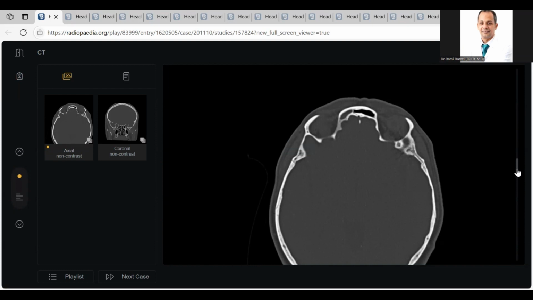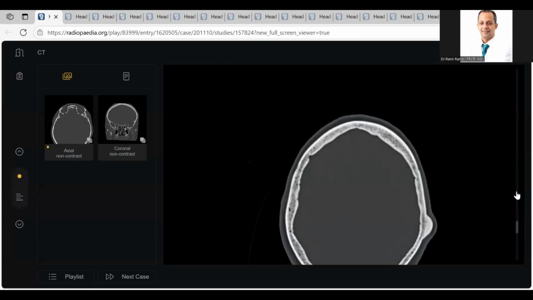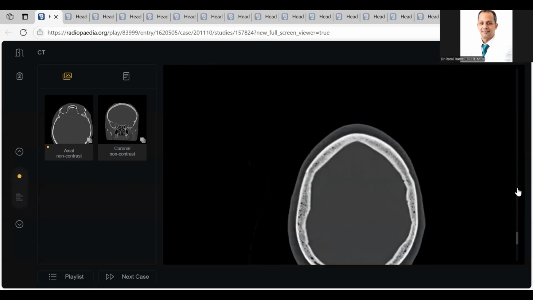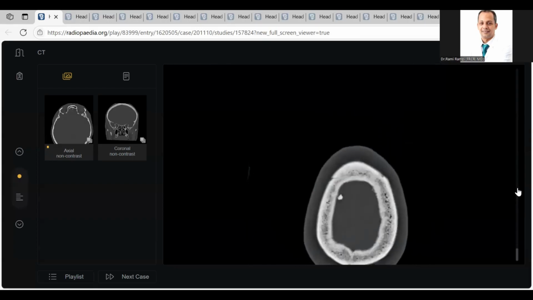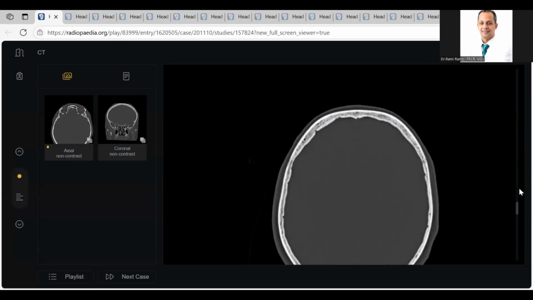Yes, sir, I'm unable to scroll. No, I think it's moving now. Yes, go on. So I am provided with CT scan images, bone window.